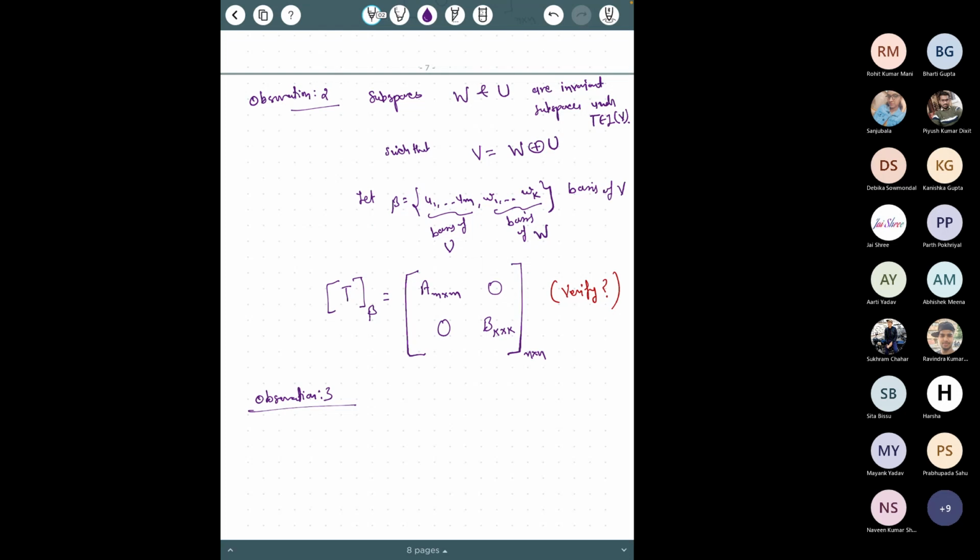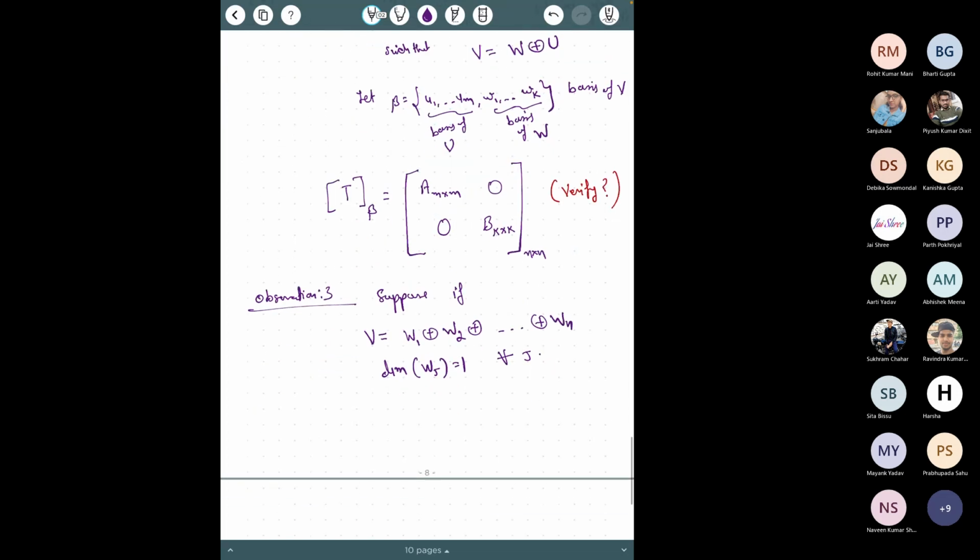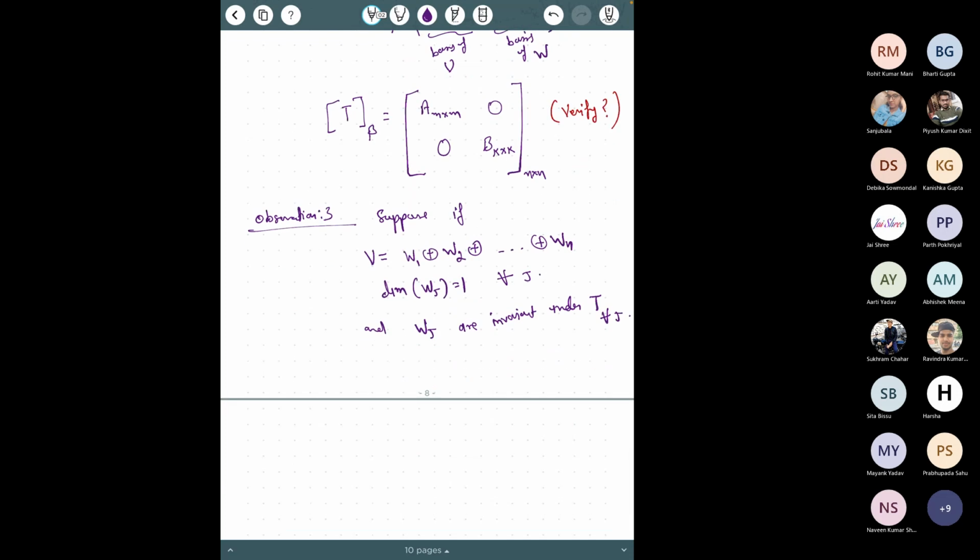So the question would be, suppose V is a direct sum of one-dimensional invariant subspaces, right? And then if I take the union of their bases, each basis would be just one vector. So let me just write this so that there is no confusion. Now suppose V is the direct sum of W1, W2, and so on up to Wn, where the dimension of Wj is equal to 1 for all j. So these are one-dimensional subspaces, and not only that, these Wj's are invariant under T for all j. So these are one-dimensional invariant subspaces under T.